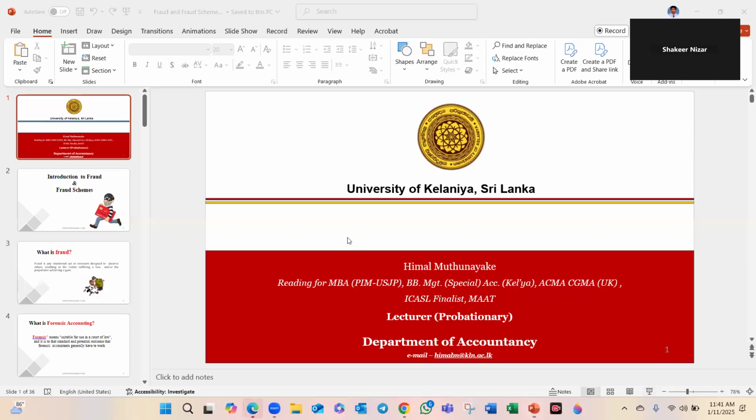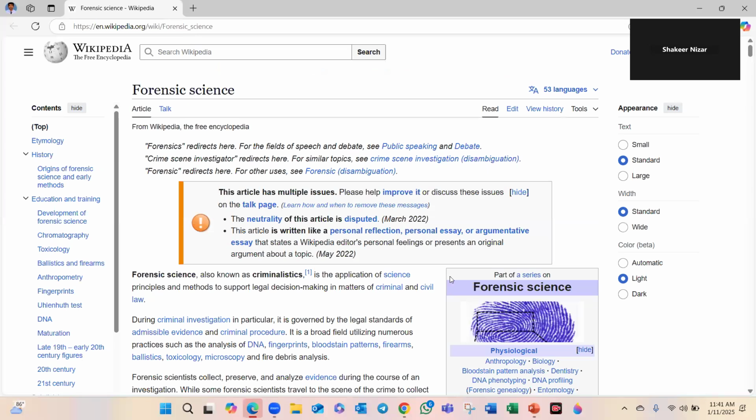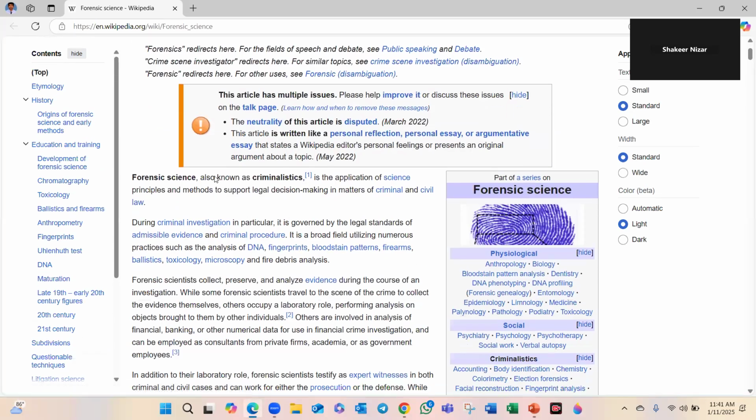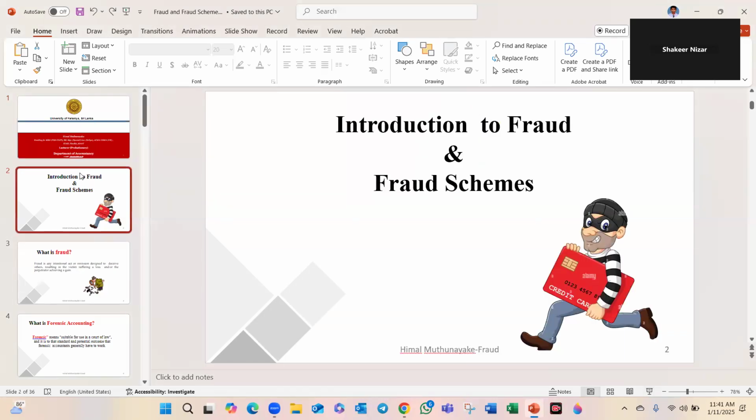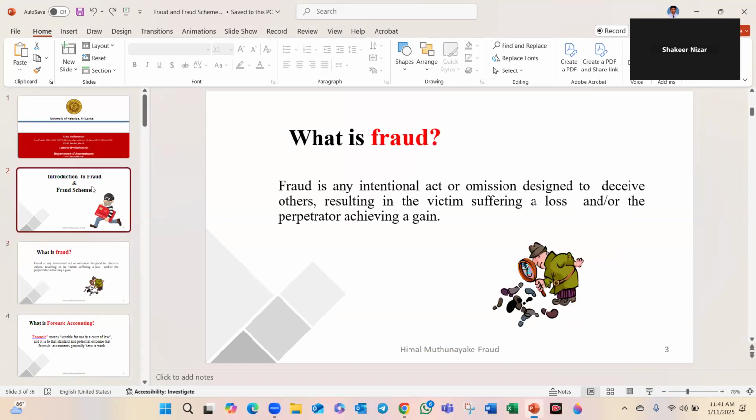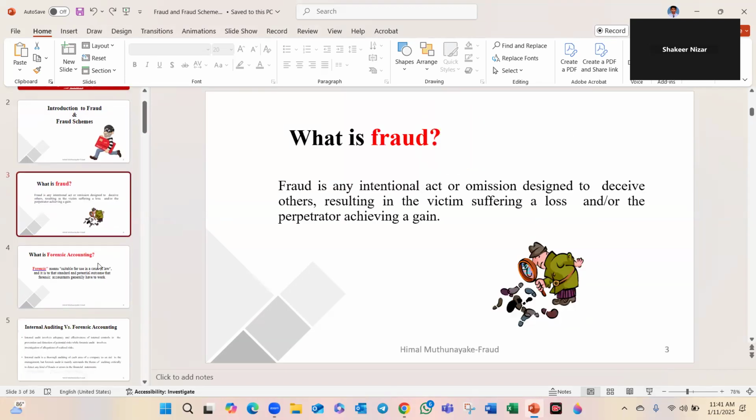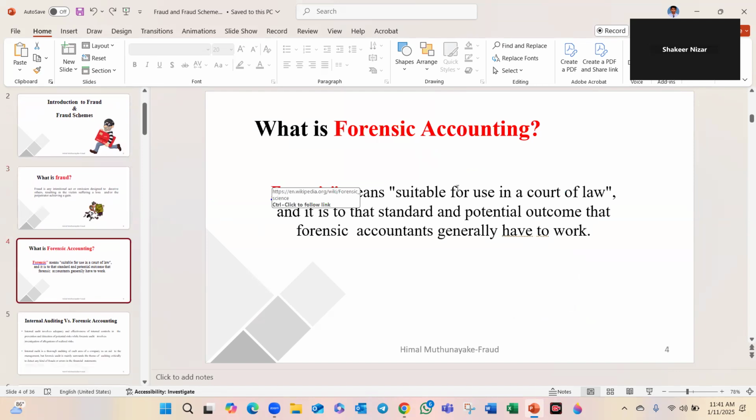Here you can see forensic science, a part of forensic accounting. Forensic science, also known as criminalistics, is the application of scientific principles and methods to support legal decision making. In forensic accounting, we use the accounting and auditing findings to present in front of the law to sue the fraudsters. Forensic means suitable for use in a court of law.